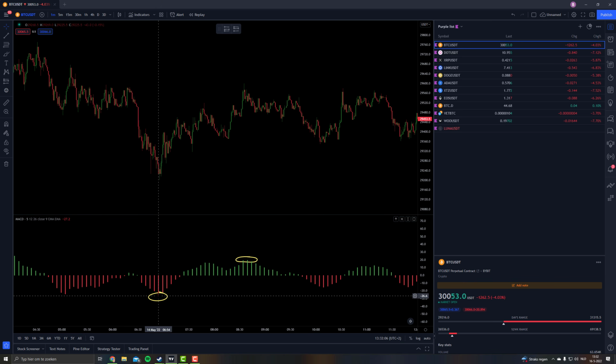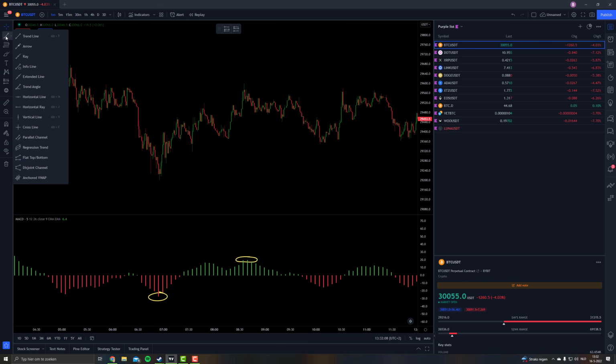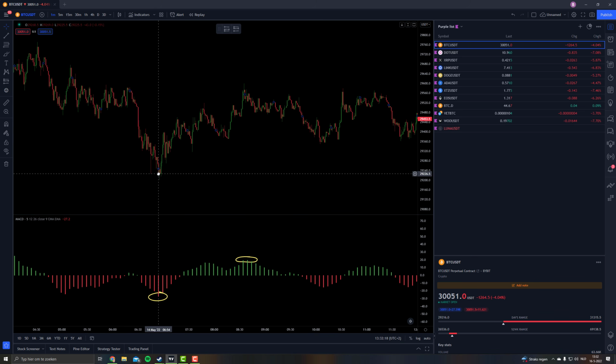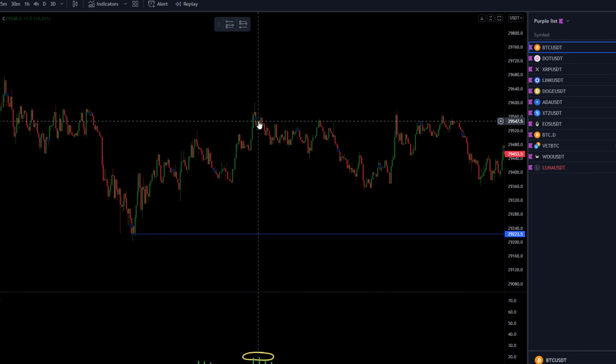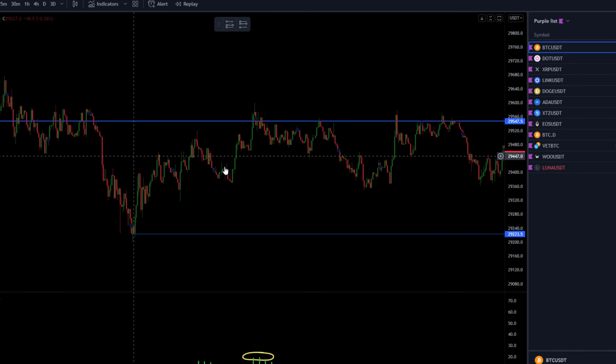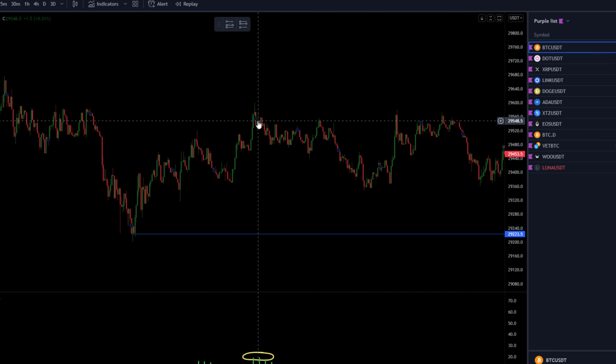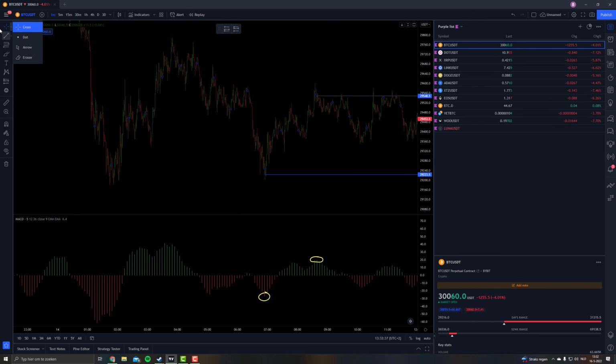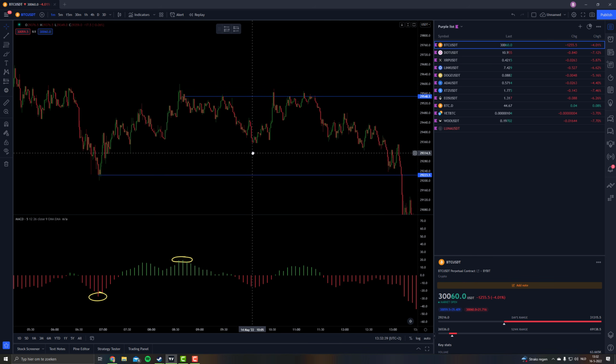So from this low, we are gonna draw a line. It's gonna be a horizontal ray, or you can just draw in a horizontal line, but I want a horizontal ray. That's going to be Alt J. So if I draw it right there, that's going to be our support, and our resistance is going to be right there. So this is our trading zone right now.